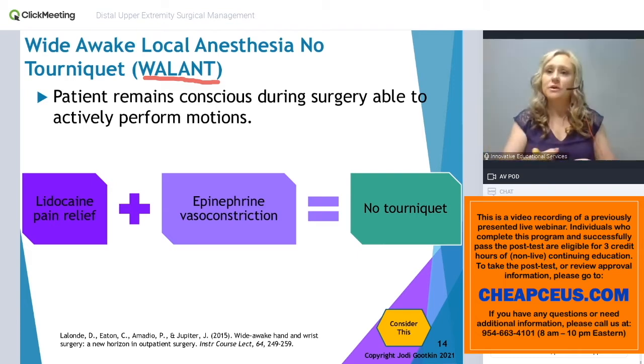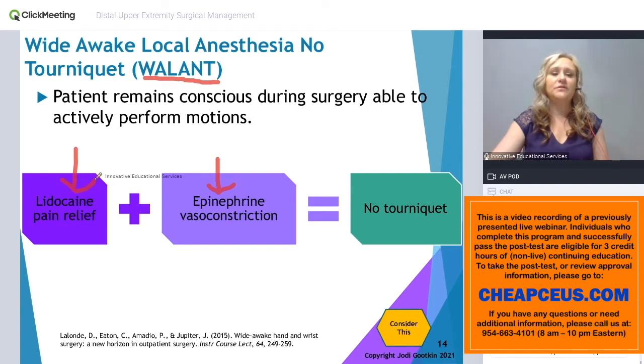Well, that tourniquet causes pain, so the patient needs to be sedated. The WALANT procedure changes that. The use of epinephrine serves as a vasoconstrictor, so that can keep somewhat of a clean visual field for the physician during the procedure. Lidocaine is utilized to provide some pain relief, and as a result, a tourniquet does not need to be utilized. So if the patient is able to stay awake, this has significant benefits during the performance of the surgical procedure.